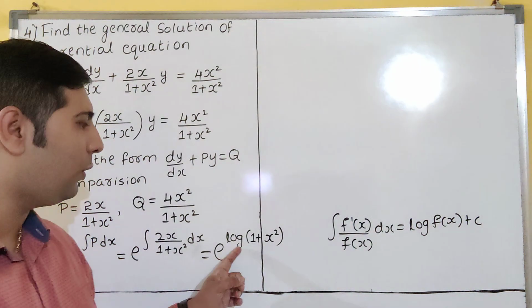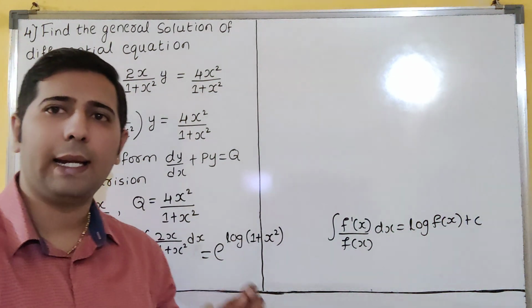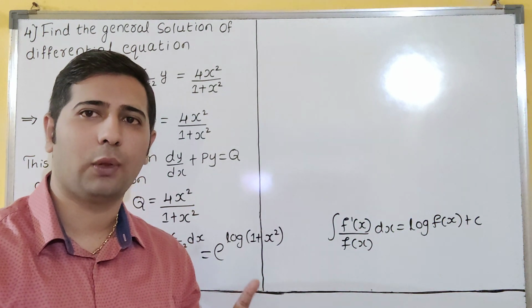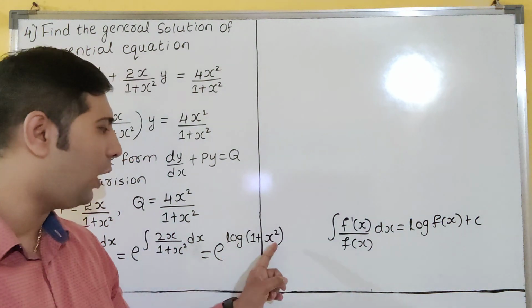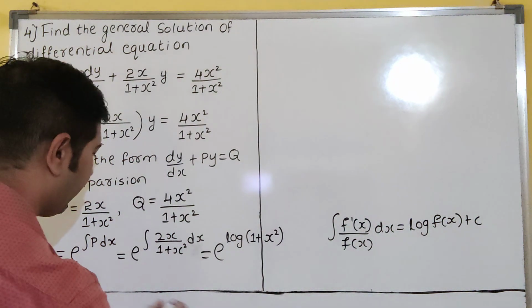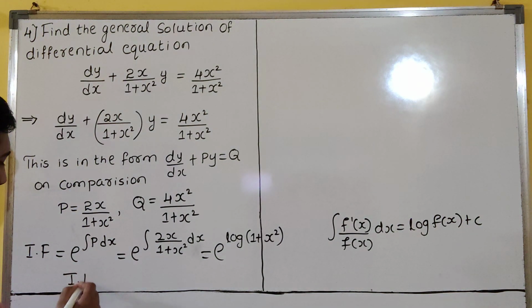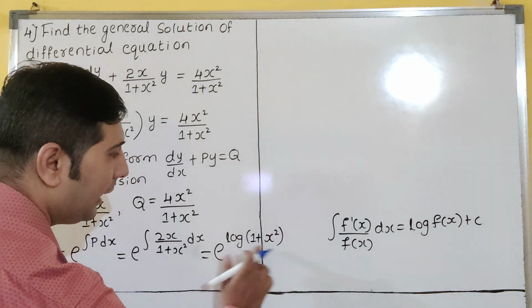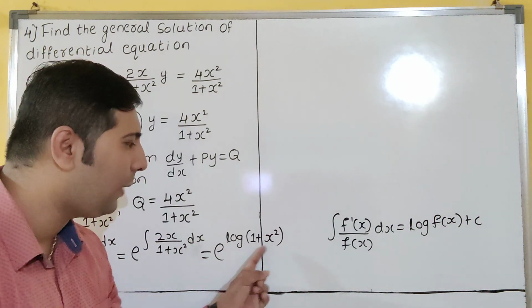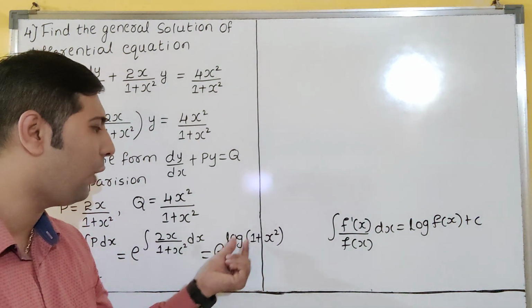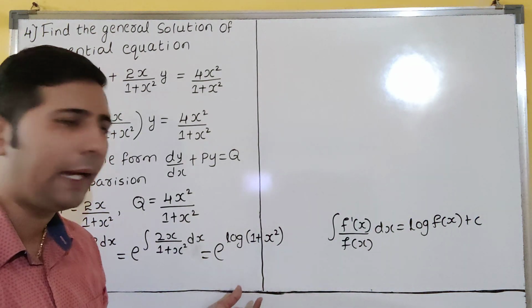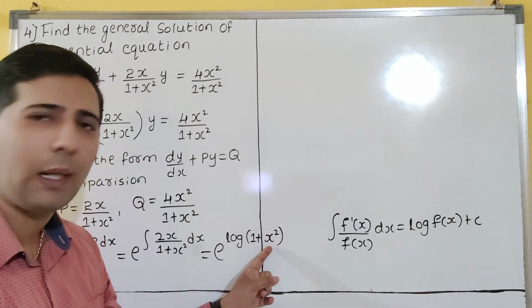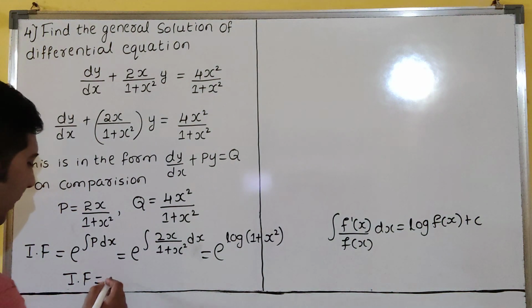So e raised to log x. I had told you in the first video also, note e raised to log x is x only, dear students. So therefore IF will become what now? E raised to log x is x. In place of x is what? 1 plus x square. E raised to log x becomes x, so in place of x here we have 1 plus x square, so we have to write 1 plus x square.